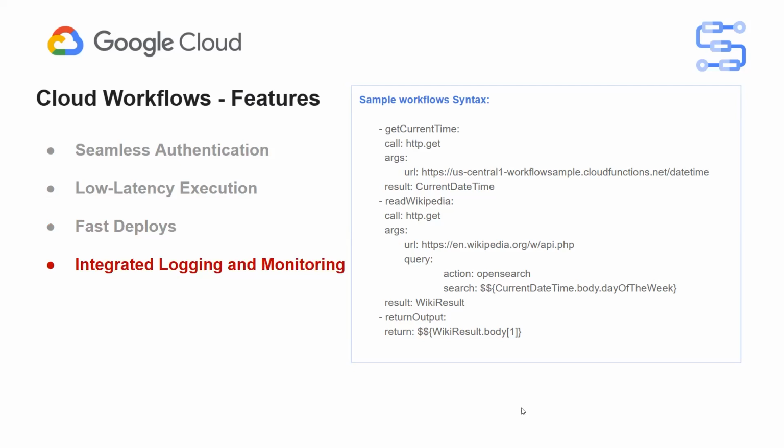And the last feature is integrated logging and monitoring. Workflows provide out-of-the-box integration with cloud logging with automatic and custom entries that provide insight into each workflow execution. Additionally, monitoring tracks execution volumes, error rates, and execution time, providing you with a comprehensive view of your workflow's performance.